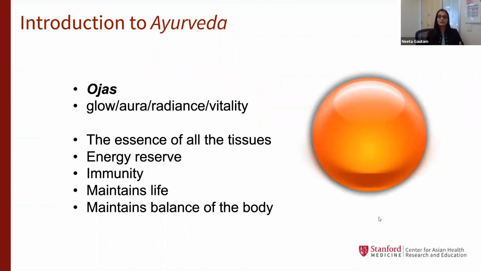The end goal of digestion, once it's gone through all the tissues and all the waste products have been removed, is ojas, which is the natural glow or vitality of the body. This is the essence of all the tissues. It's thought to be the immunity, the life force within an individual, and helps maintain the balance of the body.